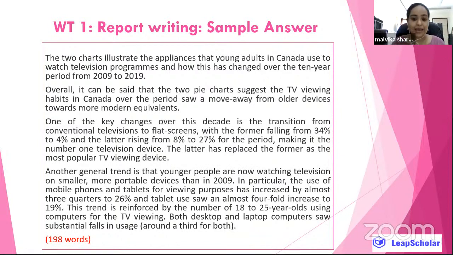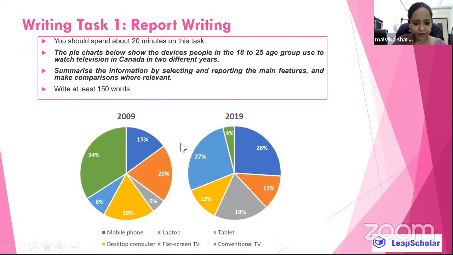All right? Then, coming down to overview. Overall, it can be said that the two pie charts suggest that TV viewing habits in Canada over the period saw a move away from older devices towards more modern equivalents. So people are somehow moving away. If you check the pie charts, you'll understand that people are actually moving away. Let's go back to the question. So moving away from old devices.